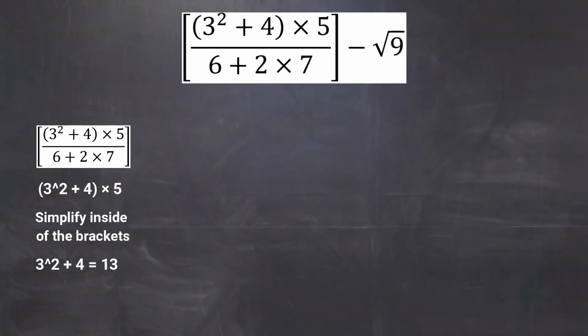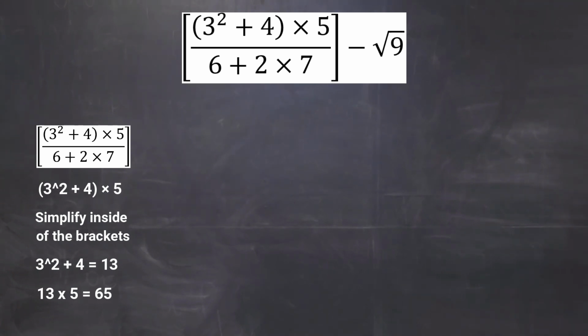In here we can see exponent and addition. So, according to the BODMAS theory, first you have to simplify the exponent, after that you have to do the addition. Then, we can get the answer of 13. Then, you have to multiply 13 by 5. You can get the answer 65. Now, you finished simplifying the upside of the brackets.